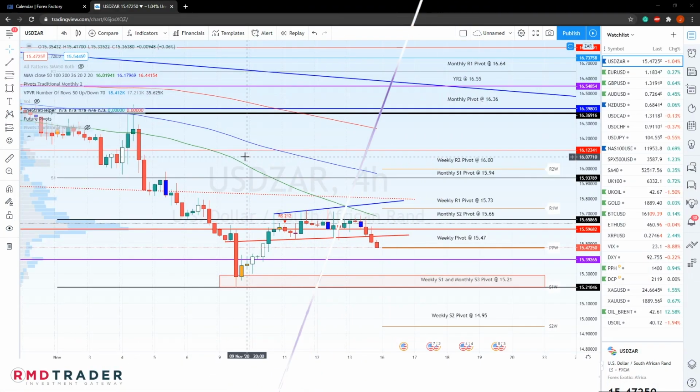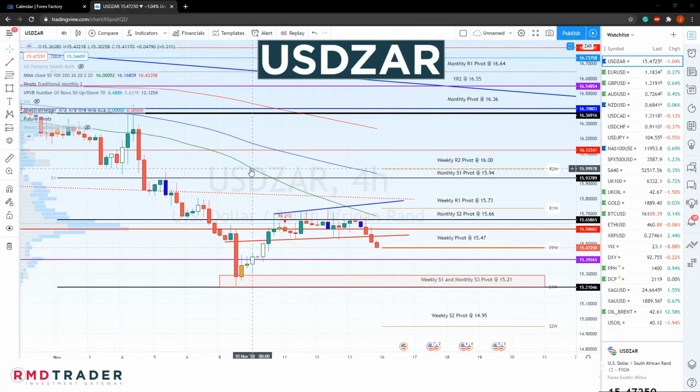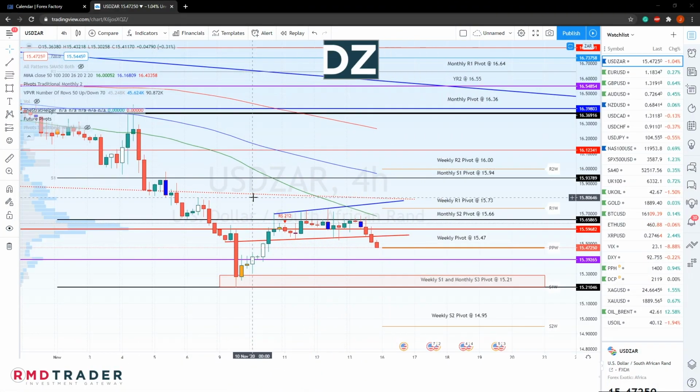We start this week by looking at the US dollar to South African rand. Last week did not see a retest of the weekly pivot as we might have expected, but we did see a retest of support and another leg down towards this area of 15.21, and that is also the area of support for this week. It's the weekly S1 and also the monthly S3 pivot. Currently price is contending with the weekly pivot at 15.47. This is the new weekly pivot for this week.